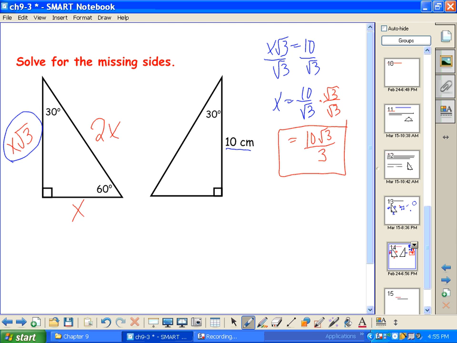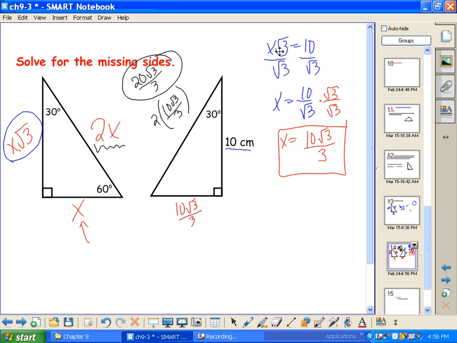Since we solved for x, remember x on our formula triangle is the short leg. So my short leg has to be 10 radical 3 over 3. On our formula triangle, the hypotenuse is twice the length of the shorter leg, so I take my short leg and multiply it times 2. I have 2 times 10 radical 3 over 3, which gives me 20 radical 3 over 3. That is your answer. I know it's not pretty, but that is an exact answer.